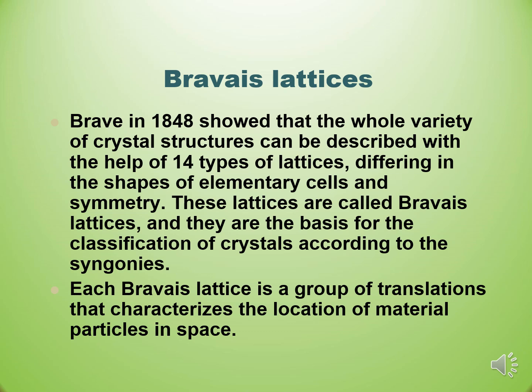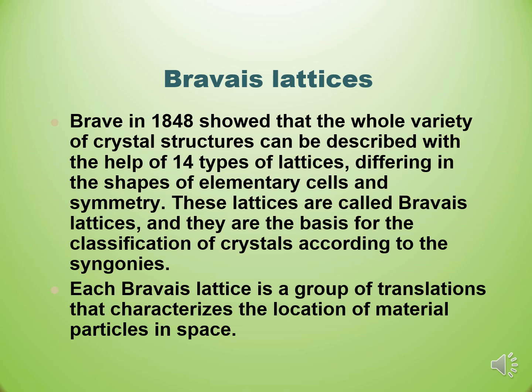Bravais in 1838 showed that the whole variety of crystal structures can be described with the help of 14 types of lattices, differing in the shapes of elementary cells and symmetry. These lattices are called Bravais lattices, and they are the basis for the classification of crystals according to the syngony. Each Bravais lattice is a group of translations that characterizes the location of material particles in space.